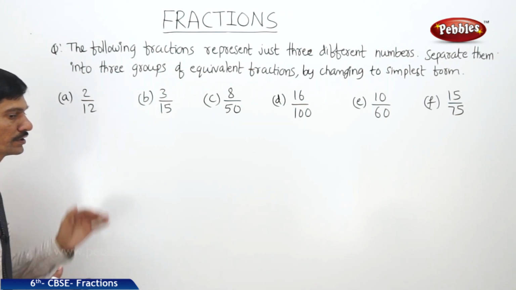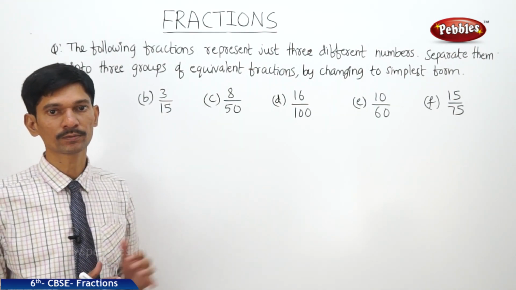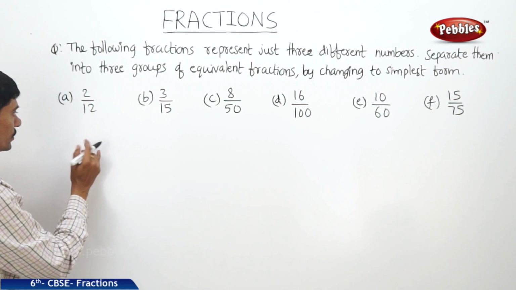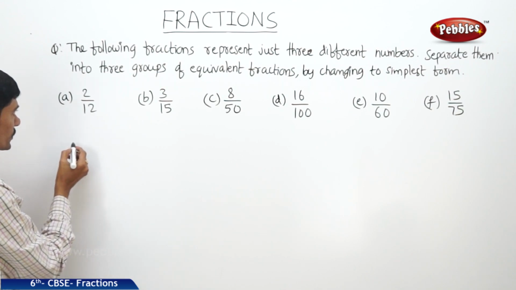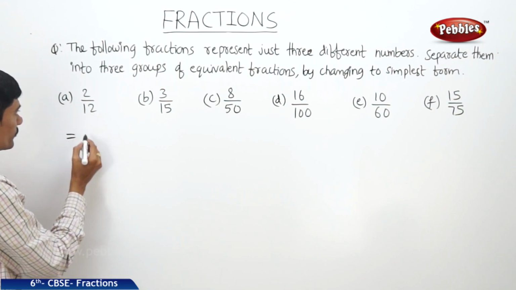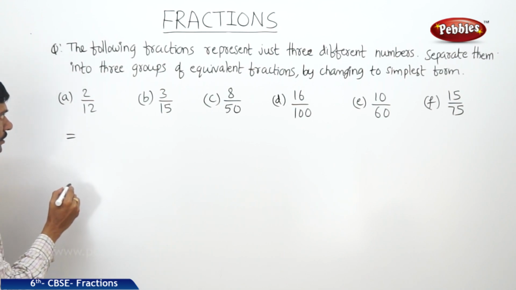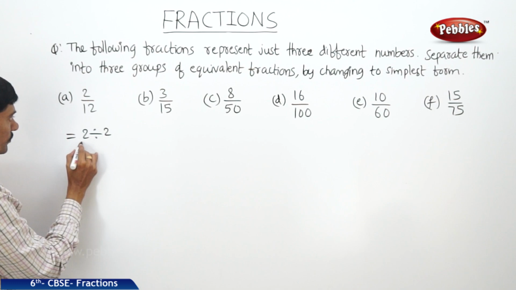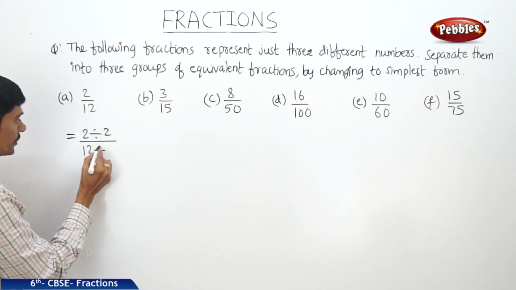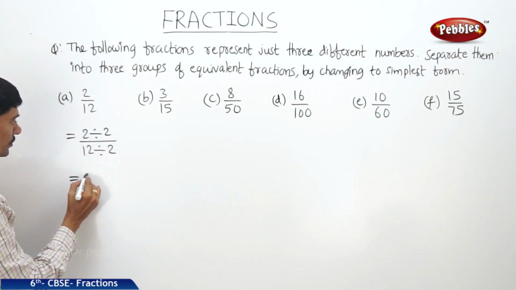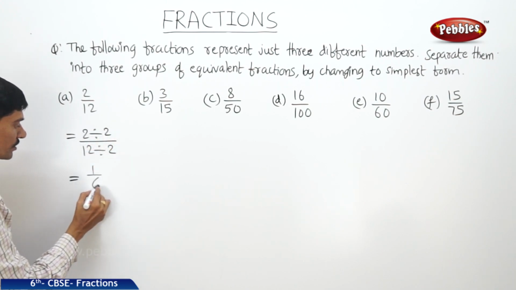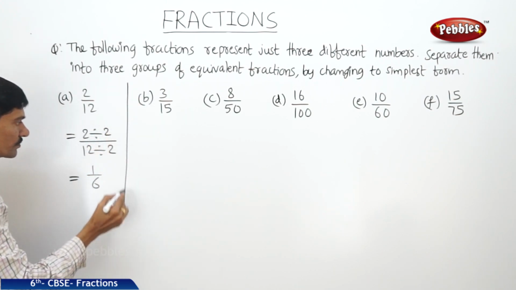So then, by changing each one to its simplest form, we should separate them. The first fraction is 2 by 12. To write the equivalent fraction of 2 by 12, if both numerator and denominator are divided by 2, then we get 2 divided by 2 by 12 divided by 2. 2 divided by 2 is 1, 12 divided by 2 is 6. So this is 1 by 6.